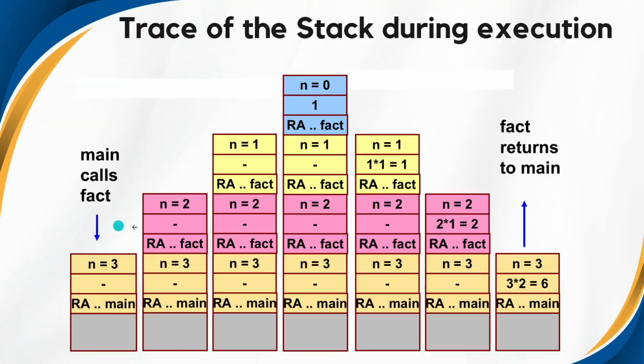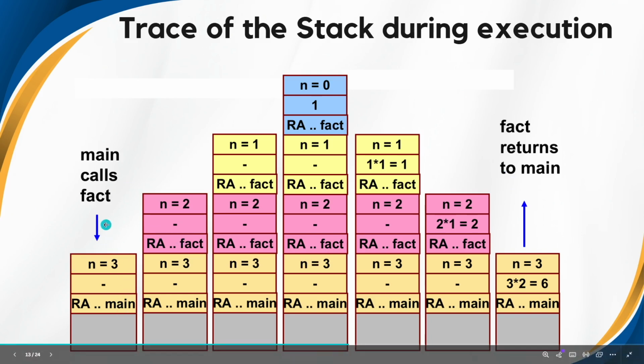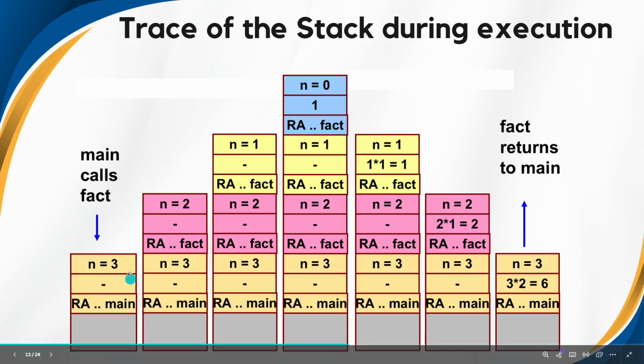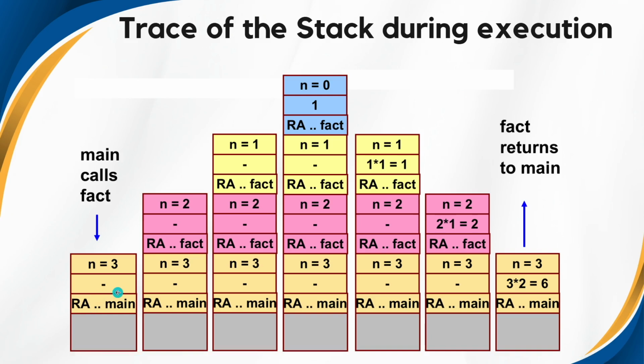Now we are going to see the trace of the stack during the execution of the factorial function with the value of n equal to 3. Initially from the main we make a call to the factorial function with n equal to 3. When a call to this function is made from main, we have to create an activation record for main, where we have to preserve the return address. There is no return value at this moment, so it is put as hyphen here, and there is only one local variable in main function, which is n with the value of 3. So that is what is shown here.